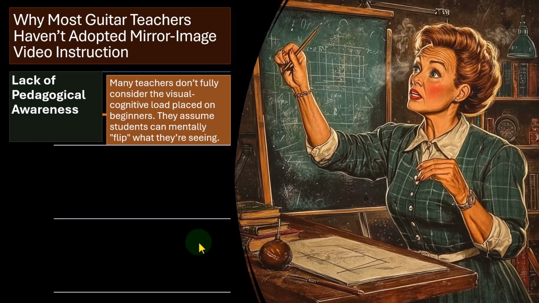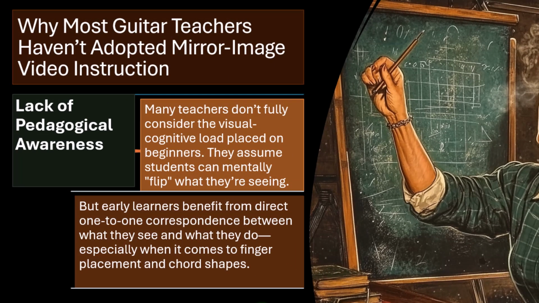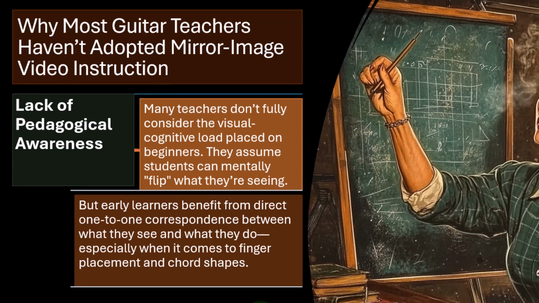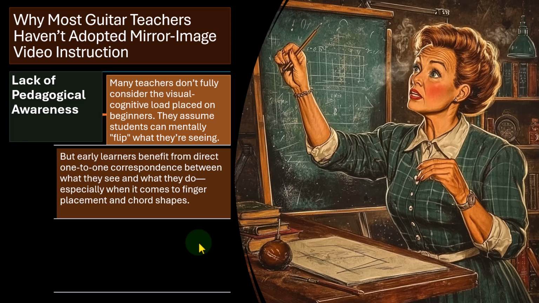And again, sometimes teachers get that resentment issue, and they're like, well, they should be able to do it this way. This is the way I did it, and I'm not going to try to make it easy on you or anything. So they assume students can flip what they're seeing. But from a practical standpoint, that takes a bigger cognitive load, which means if you're working on flipping the guitar around in your mind, not as much of your mind is working on whatever you're trying to learn, the song, the intervals, and so on. But early learners benefit from direct one-to-one correspondence between what they see and what they do, especially when it comes to finger placement and chord shapes.